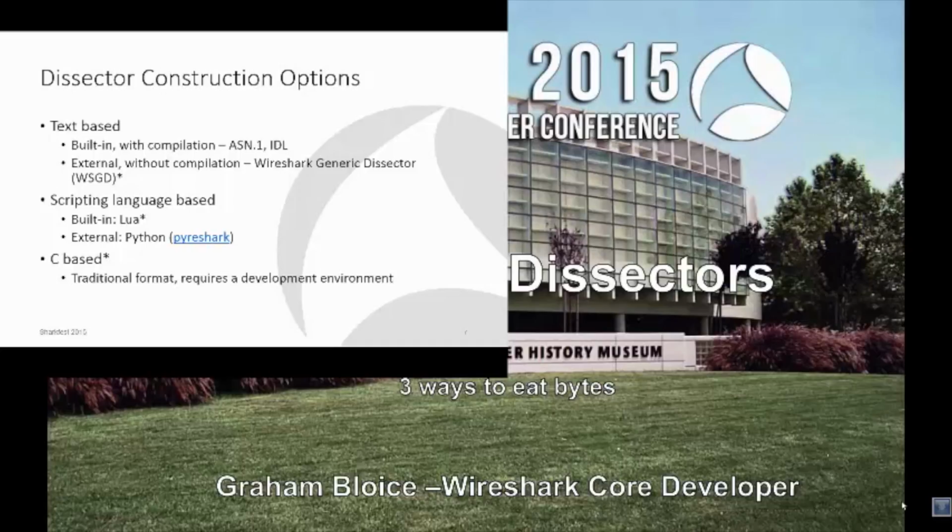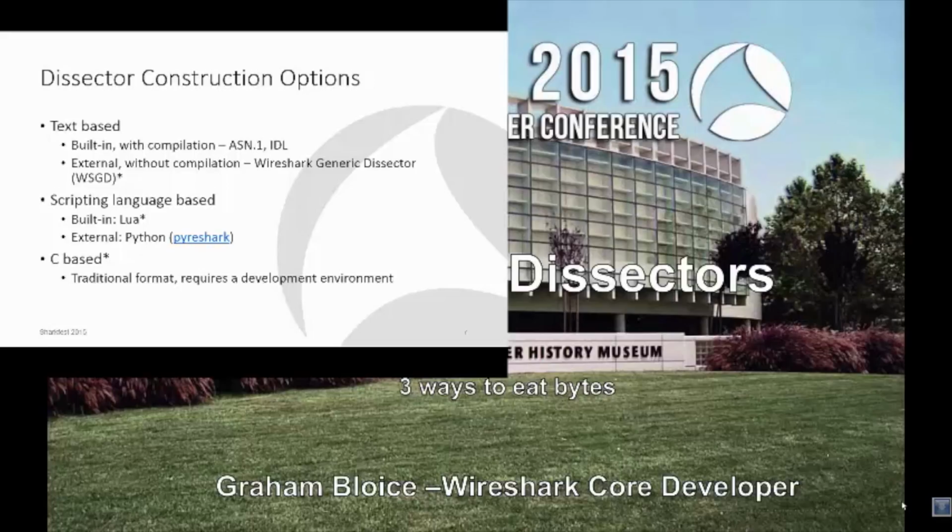And then we have the last construction option, the traditional C-based dissectors. All the dissectors currently built into Wireshark are C-based dissectors. I don't think we ship any Lua ones. Some of them are ASN.1 or IDL derived, but the tools in Wireshark take those text protocol descriptions and then generate a C dissector file which is compiled.